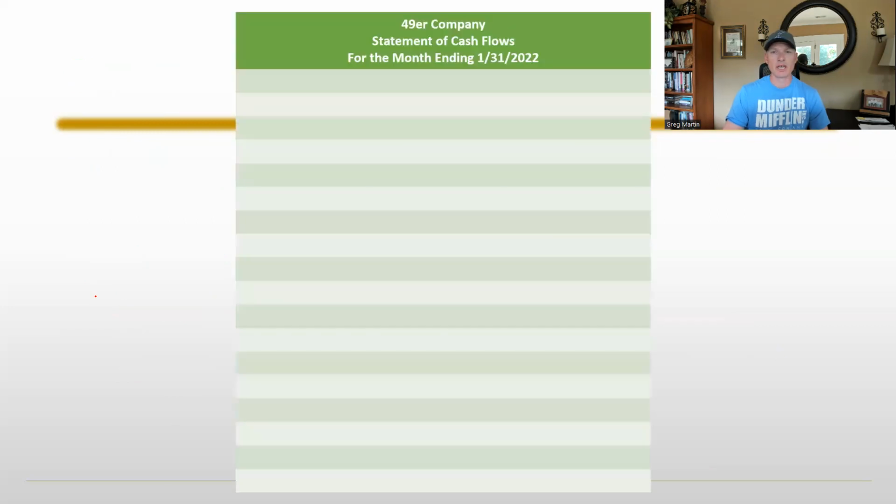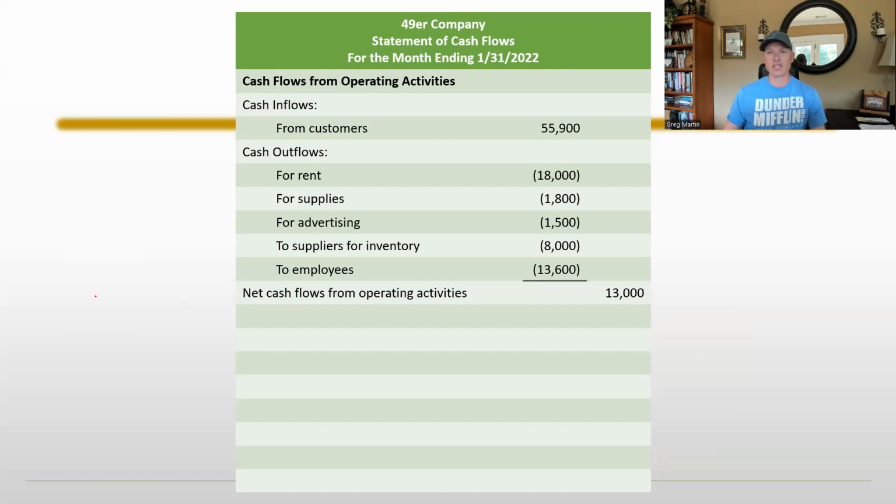And so looking at our statement of cash flows, we're going to kind of walk through the three sections. We're going to start with the biggest one, which is our operating activities. And we separate things into cash inflows, which is cash that we're receiving, and cash outflows, which is cash that we're paying out. And so you can see that we have receipts from customers of $55,900. And then we have different outflows for rent, supplies, advertising, inventory, and employees.